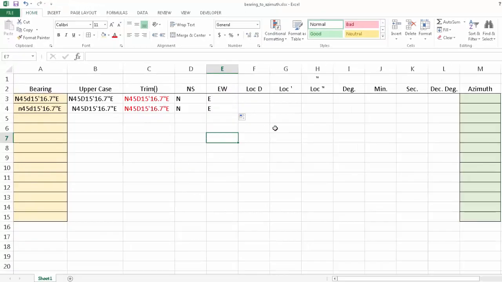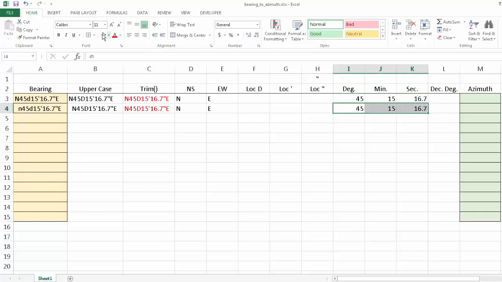And then what we need to do is now extract the degrees, minutes, and seconds. So the answer we're looking for is 45 degrees, 15 minutes, 16.7 seconds. So I'm going to copy these down to the second line just so we know that's what we're trying to achieve here.